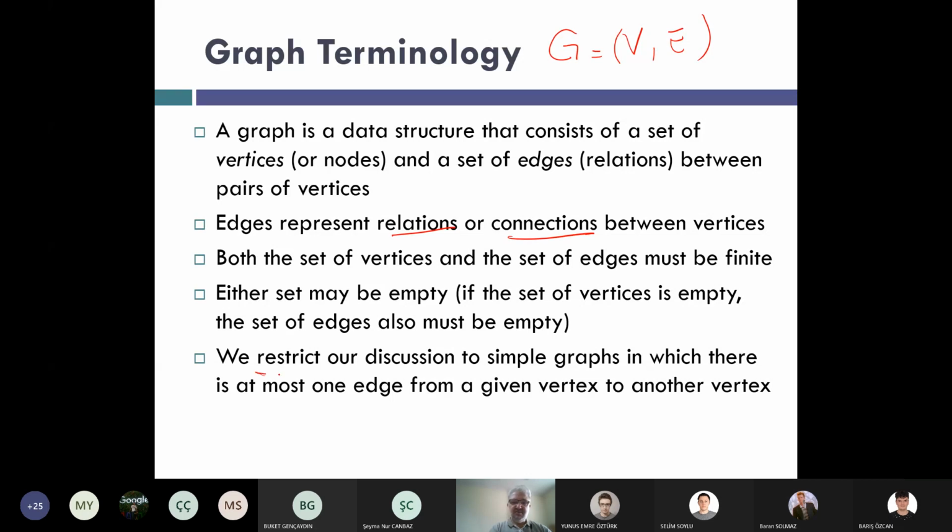We restrict our discussion to simple graphs, where between two vertices, vertex A and B, there can only be one edge or none. We cannot have more than one edge in a simple graph. So we are going to concentrate on simple graphs where there is at most one edge between any two vertices A and B.